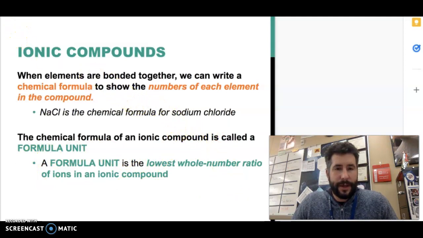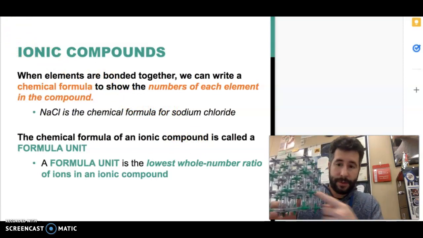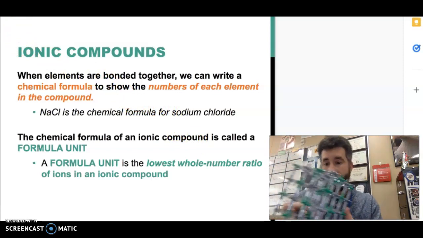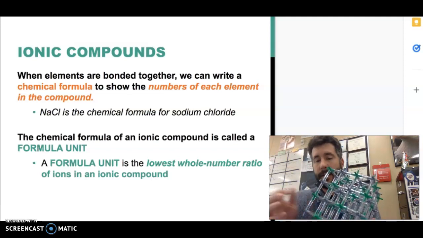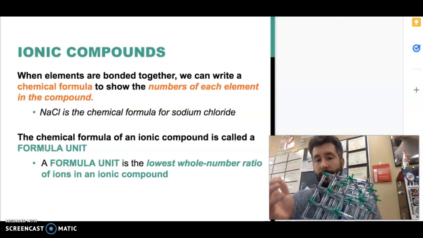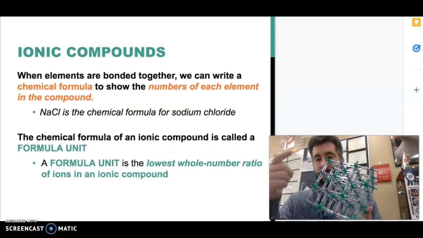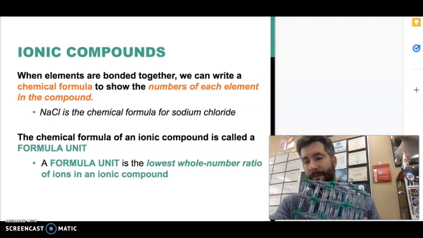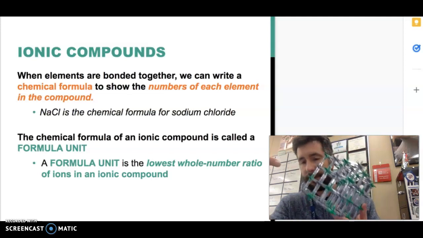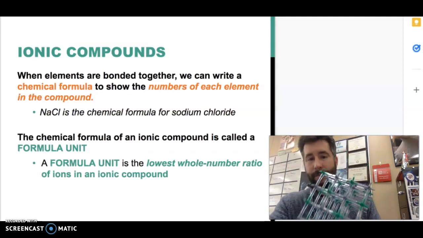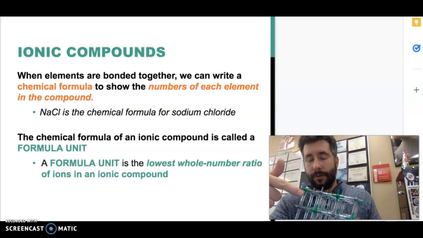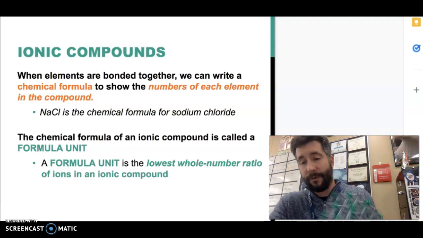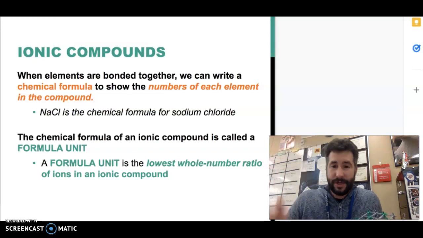Let me show you what I mean by that. So this here, if you look at the picture, is a model of what a salt crystal, sodium chloride, might look like. It doesn't mean that there's 1 sodium bonded to 1 chlorine. What it means is that every positive sodium is going to have a whole bunch of negative chlorine sticking together, and they're going to form this big crystal. But in here, it's a 1-to-1 ratio. For every 1 sodium, there's 1 chlorine. And that's what we mean by a formula unit: it's the lowest ratio of ions in a compound.